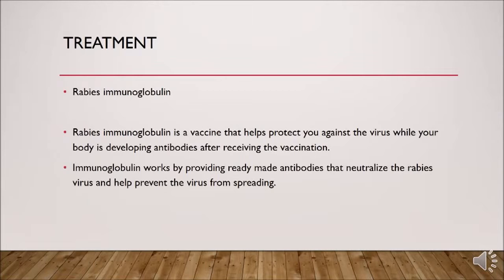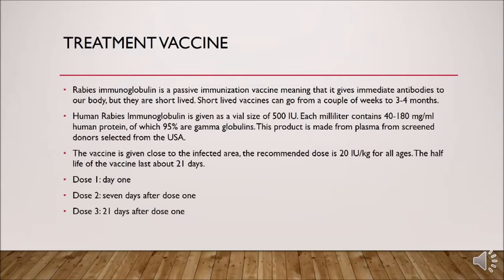So what does rabies immunoglobulin have? Rabies immunoglobulin is a passive immunization vaccine, meaning that it gives immediate antibodies to our body, but they are short-lived. Short-lived vaccines can last from a couple of weeks to 3 to 4 months. Human rabies immunoglobulin is given in a vial size of 500 IU, international units. Each milliliter contains 40 to 180 milligrams of human protein, of which 95% are gamma globulins.